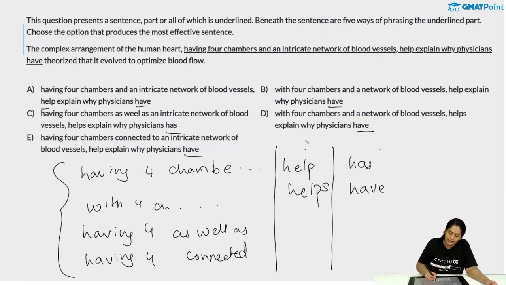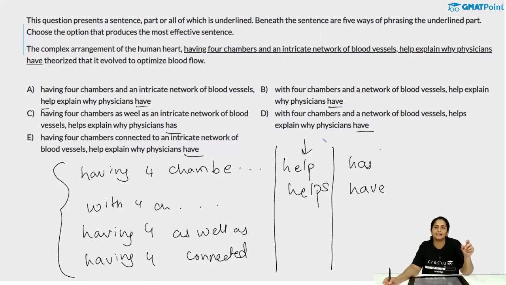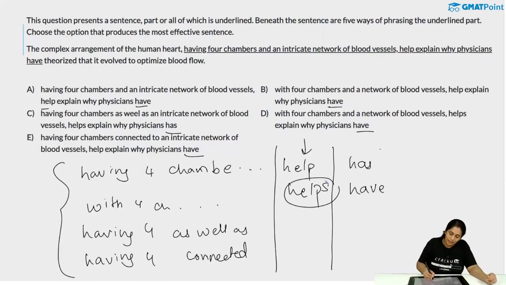So in this case, what is this verb for? Help and helps. The complex arrangement of the heart helps, or does it help? The complex arrangement of the human heart is a singular subject. The complex arrangement refers to a singular idea. Because it is a singular noun, it should take a singular verb. There should be singular to singular subject-verb agreement, which means that help is the plural form of the verb, so we should use helps. Help is incorrect. The complex arrangement of the human heart is not a plural subject. So you should use helps and not help.